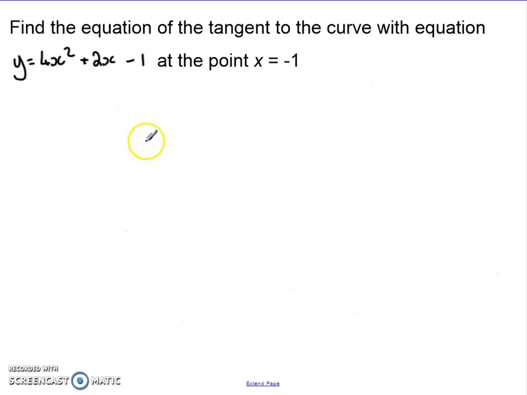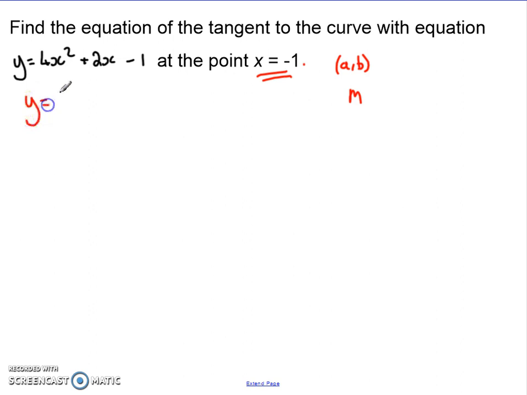So the first one, find the equation of the tangent to the curve with equation y equals 4x squared plus 2x minus 1 at the point x equals minus 1. Again, remember the two things. We need a point (a, b) and we need our gradient. Now, looking at this, we actually don't have the point (a, b) yet. We only have part of it. We've only got the x equals negative 1, so we know a is negative 1, but we don't have the b. However, we're told this is the curve here. So we know whatever this point equates to on the tangent, it will be the same on the curve. So to get the full part of the coordinate, the b part, we substitute in here.